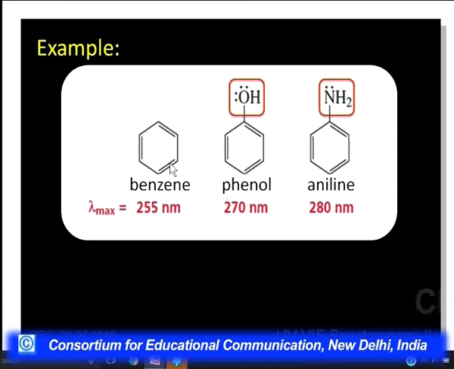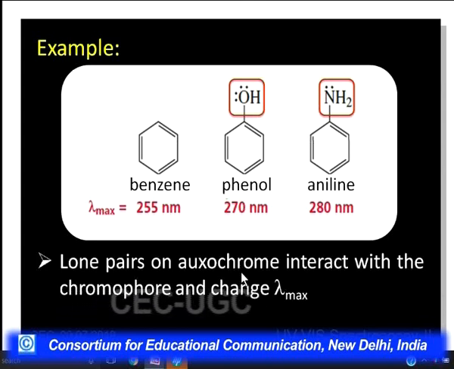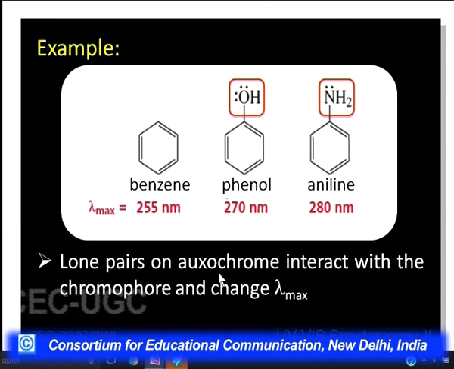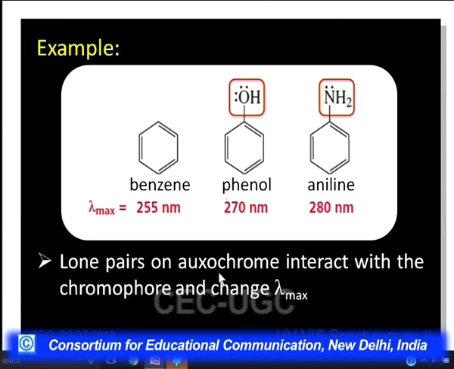Let's take one more example, just to establish this part. Say benzene. Benzene absorbs at 255 nanometers. There are 3 double bonds. But if you introduce an auxochrome like OH here, it becomes phenol and absorbs at 270 nanometers. And aniline absorbs at 280 nanometers. I'm just trying to demonstrate the effect of auxochromes on the basic chromophore. This is a basic chromophore, and these are 2 auxochromes, and we see that lambda max has changed. The auxochromes work in the way that the lone pairs of the auxochromes interact with the main chromophore and change the lambda max value.